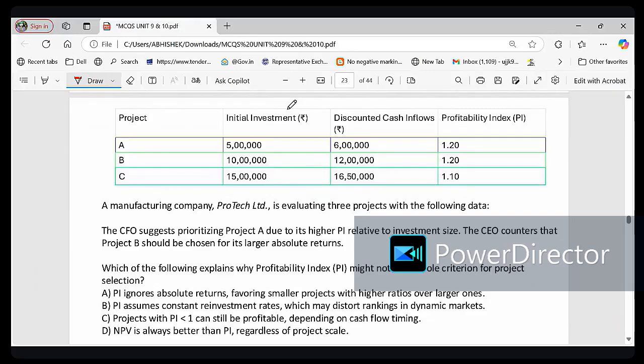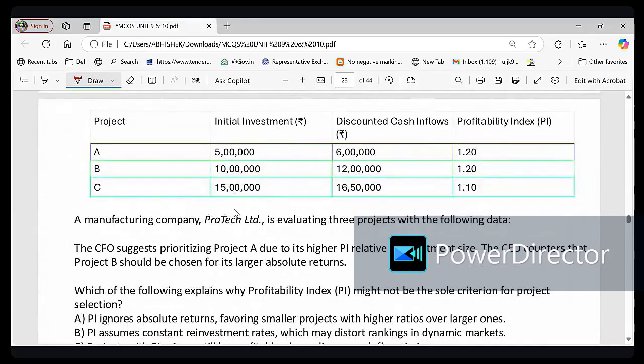See what is happening in this case: three projects have been given, A, B, and C, right? Protec Limited is evaluating three manufacturing projects A, B, and C. Let me zoom a little bit. For project A, initial investment 5 lakh, discounted cash inflow 6 lakh, profitability index they have given. B and C they have given. All the data have been given.